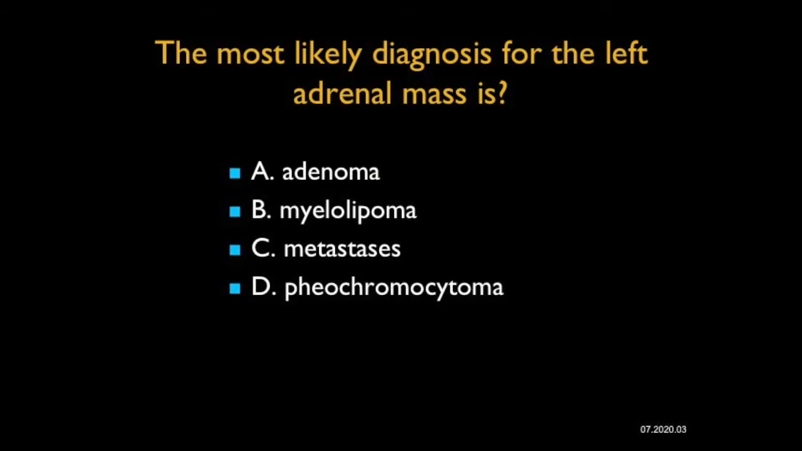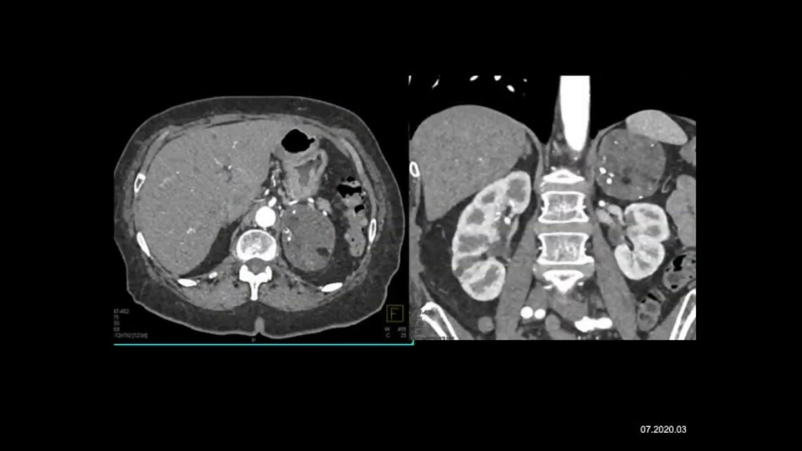Here's a patient with a left adrenal mass, and I ask you what's the most likely diagnosis. When you look at the lesion, it's about 5 or 6 centimeters, so it's not a small lesion, but it does contain fat, macroscopic fat, as well as punctate calcifications. So what could it be? Well, adenomas rarely contain calcification, and they don't have solid fat.